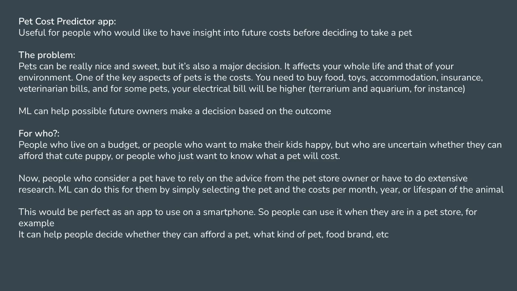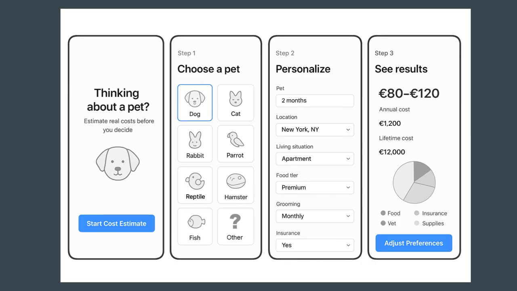Now, people who consider a pet have to rely on the advice from the pet store owner or have to do extensive research. ML can do this for them by simply selecting the pet and the costs per month, year, or lifespan of the animal. This would be perfect as an app to use on a smartphone. So people can use it when they are in a pet store, for example. It can help people decide whether they can afford a pet, what kind of pet, food brand, etc. Here is a visual representation of how the app could look like.